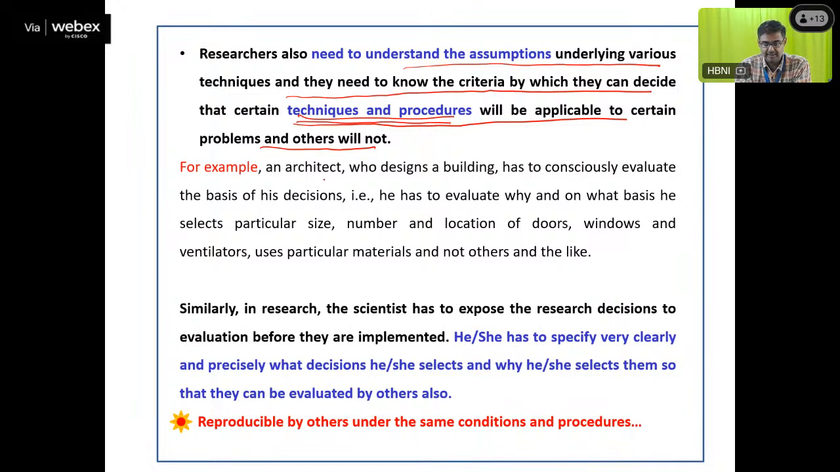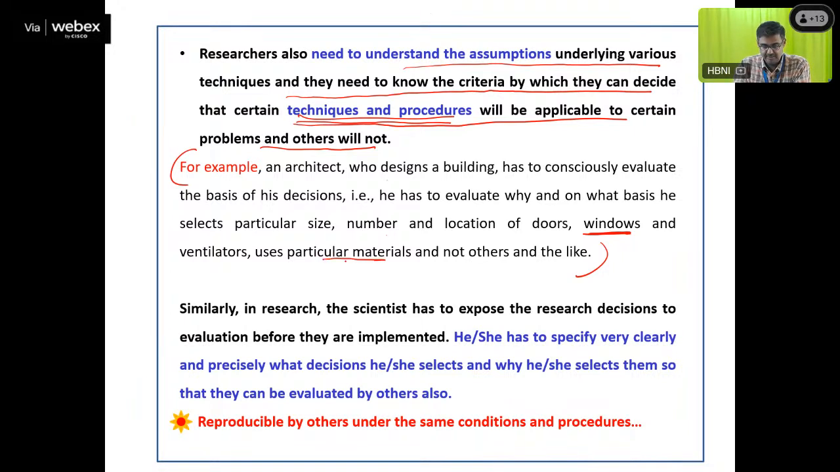For example, an architect who designs a building has to consciously evaluate the basis of his decisions. That is, he has to evaluate why and on what basis he selects a particular size, number, and location of doors, windows, and ventilators, uses particular materials and not others, and the like. Definitely, for a room you do not have 4 doors; you will have 1 door, and the number of windows has to be such that there is cross ventilation. So much planning the architect has to undergo.